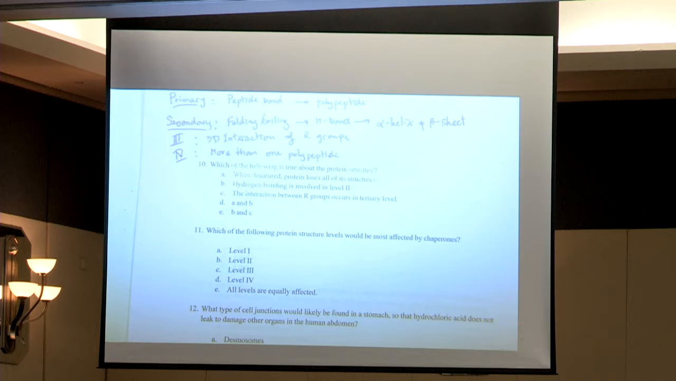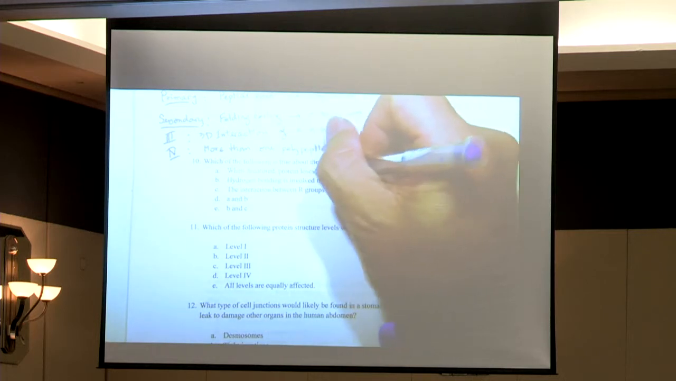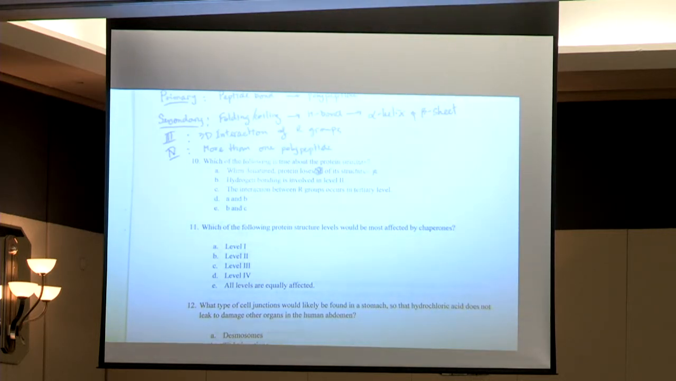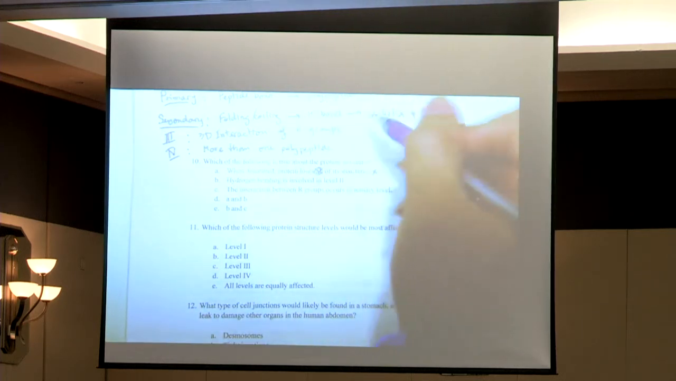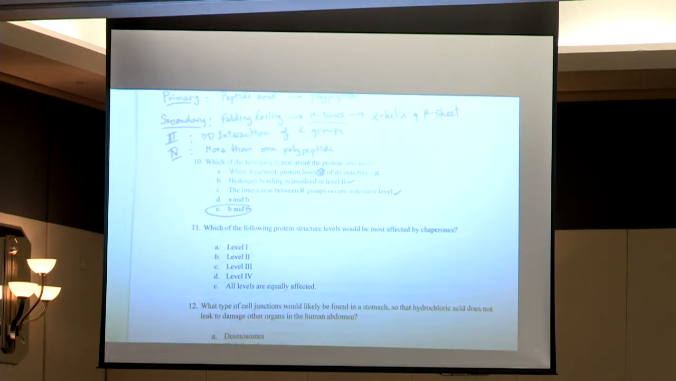I guess this should help us answer most of the questions on protein structure. Which of the following is true about protein structure? When denatured, protein loses all of its structure. Is it true? No. We lose the quaternary, tertiary, and secondary, but we still have primary, right? So that one is not true, because the problem is the word all. Hydrogen bonding is involved in level 2 or secondary. It's correct. So this one is true. The interaction between R groups occurs in the tertiary level. That's true too. So the answer is C. Okay.